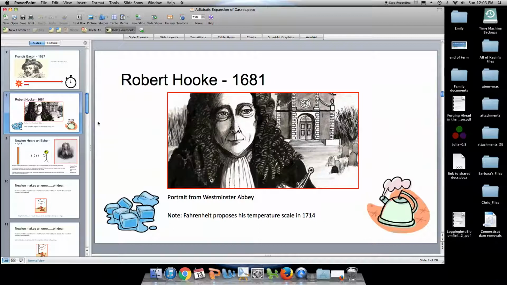Now, if we're going to measure the heat capacity of something, obviously we have to have some kind of a thermometer and some kind of a temperature scale. So in 1681, Robert Hooke, the English scientist, was the first one to propose a temperature scale based on the freezing point of water and the boiling point of water. The Fahrenheit temperature scale, which many of us will be familiar with, really was introduced in 1714.